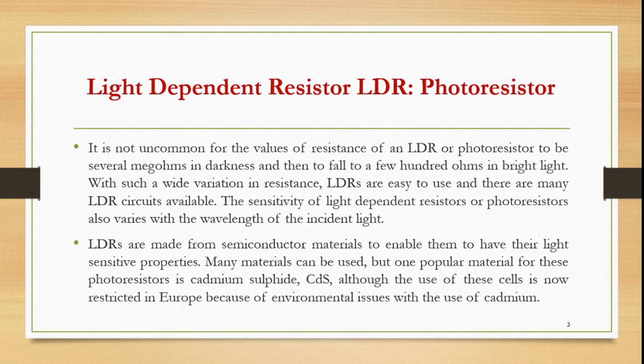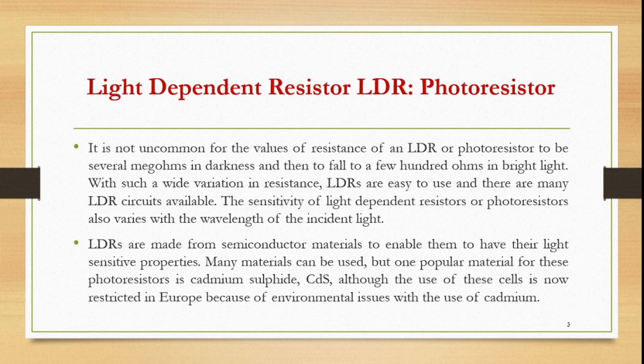It is not uncommon for the resistance of an LDR or photoresistor to be several mega ohms in darkness, then to fall to a few hundred ohms in bright light. Because of such a wide variation of resistance, these LDRs are easy to use and there are several circuits available using the LDR. The sensitivity of the LDR or photoresistor also varies with the wavelength of the incident light.